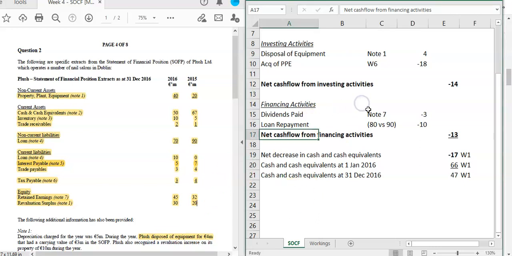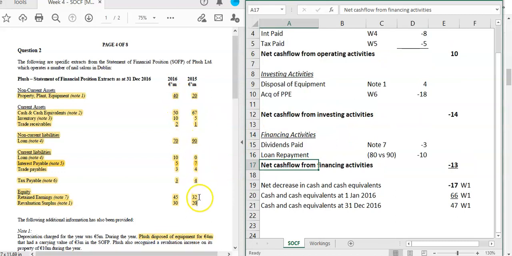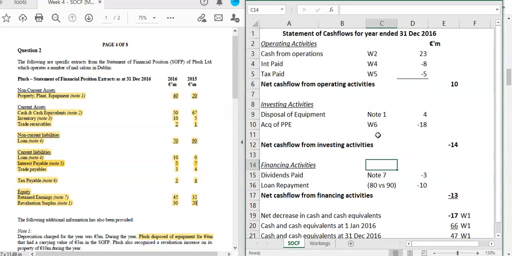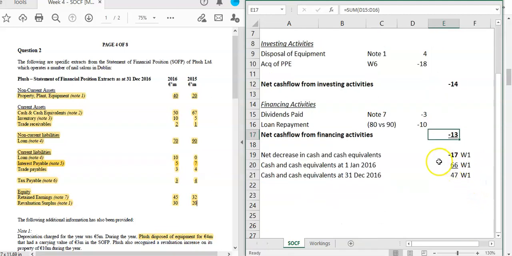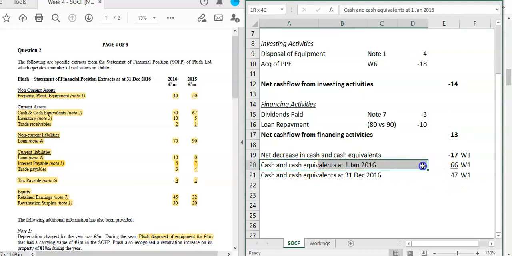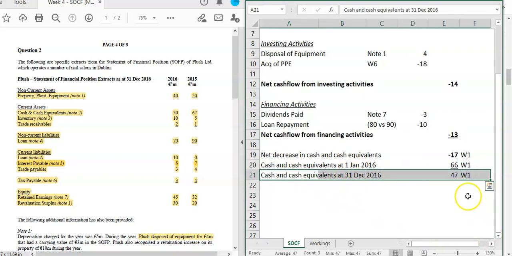Now, if we look at the solution, just to double check, we've finished all of these, we've explained each of them, and we come back. We have 10 million operating activities, minus 14 investing, which gets us to a negative net minus 4, and minus 13 from financing activities. So that means the net decrease is our 17 million that we've calculated before. So we actually know we're correct. We solved that puzzle and it works out. Cash and cash equivalents, the 1st of January, 66, and the end of December, 47.